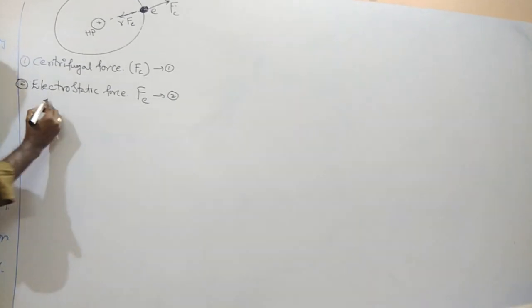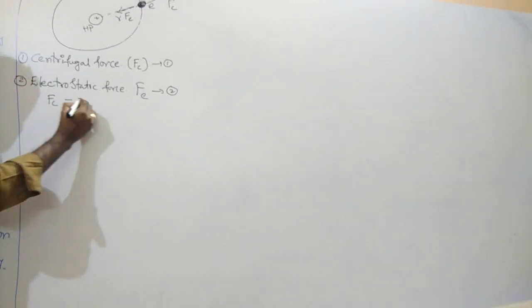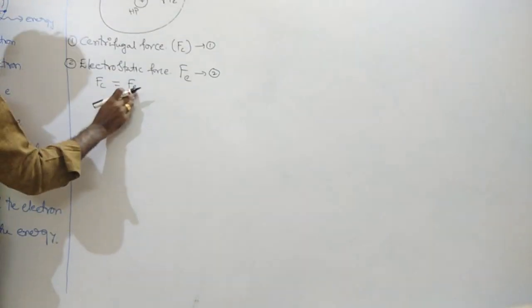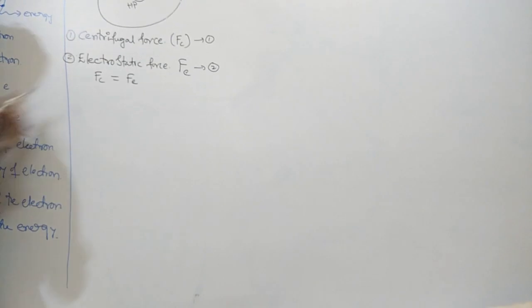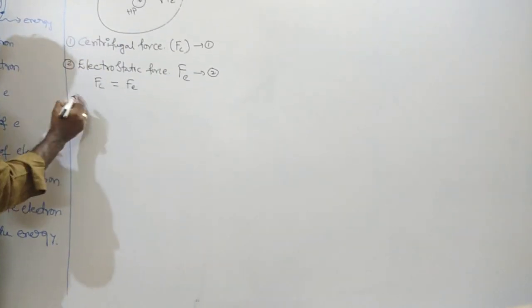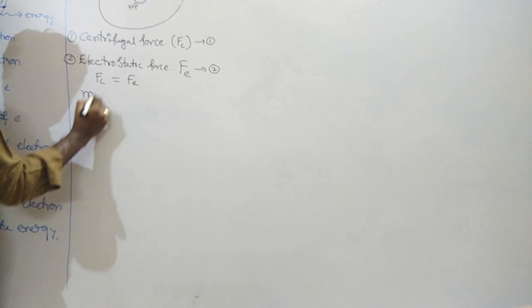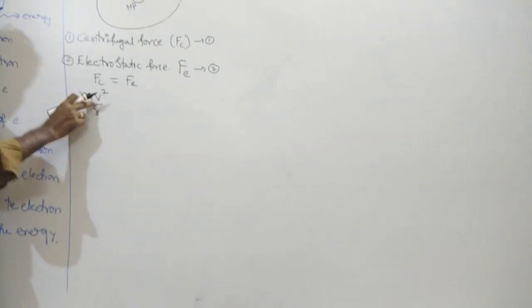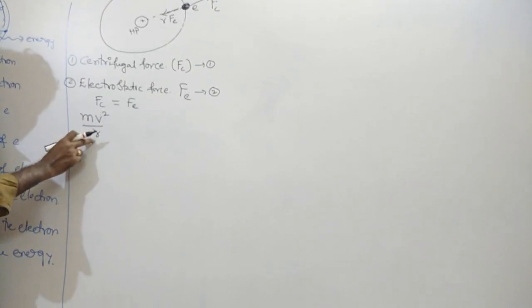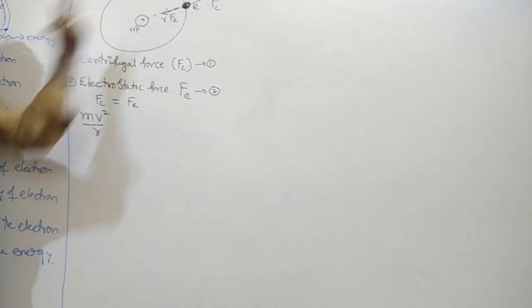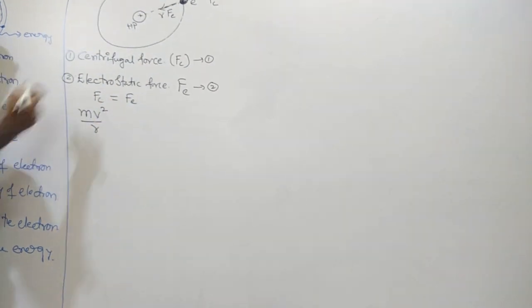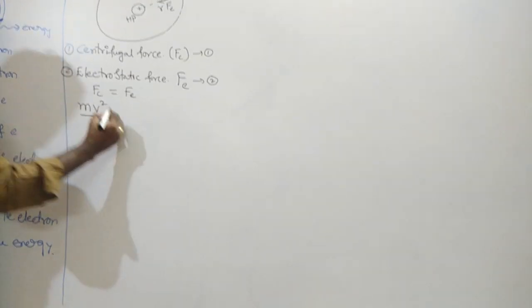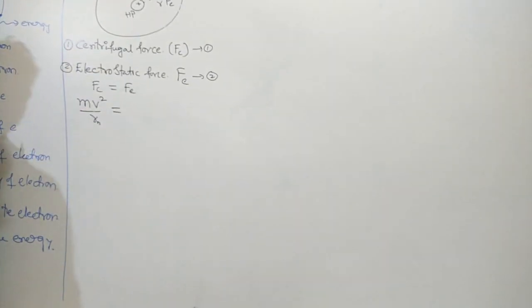So Fc equals Fe, where Fc is the centrifugal force and Fe is the electrostatic force. We already know the centrifugal force formula: mv squared by r, where m is the mass of the electron, v is the velocity of the electron in this radius, and r is the radius of the orbit. Let's assume this is the nth orbit, so we take it as rn. That is equal to the electrostatic force.